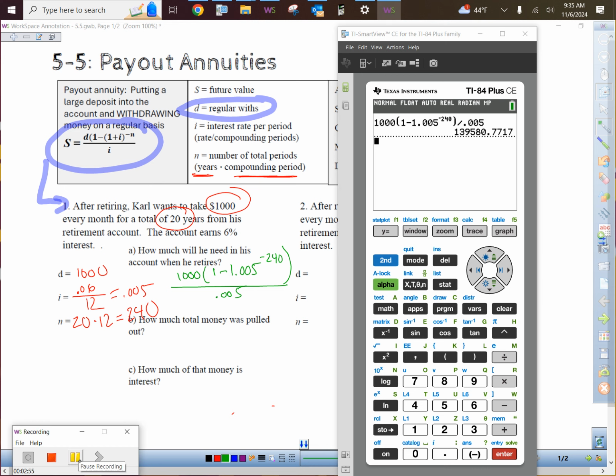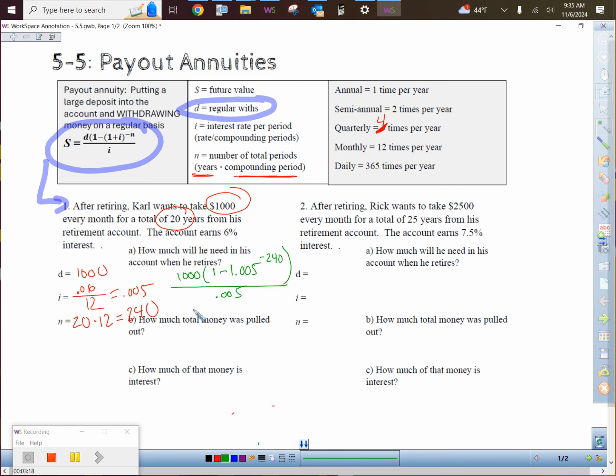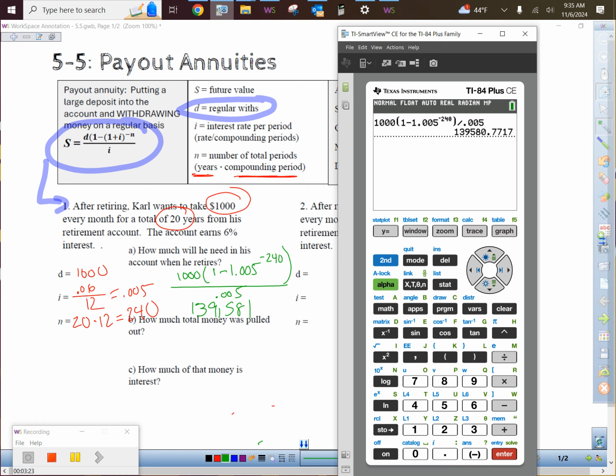So I punched all that in. And this is how much he needs in the account to retire. So if he wants to take $1,000 out every month for 20 years, we just figured out, you need this much money. Here's what we're going to do on homework. We're going to make it a little easier. We're going to round that to the nearest whole number, instead of 2 decimal places. So how about 139,581? $139,581. The change really doesn't matter in this situation.